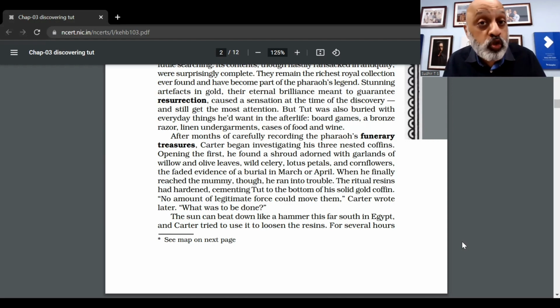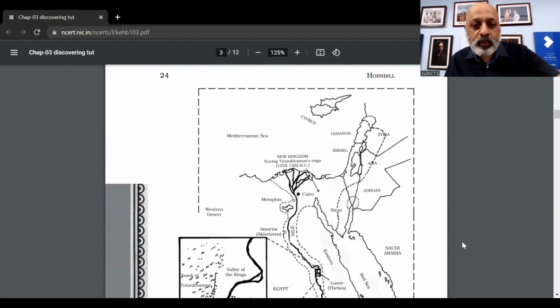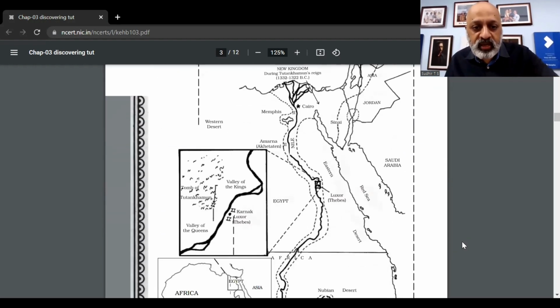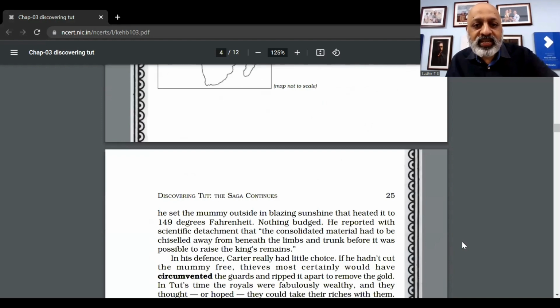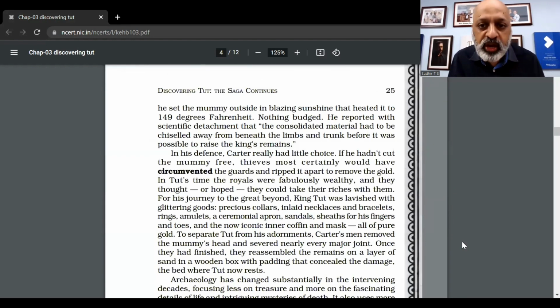Carter wrote later what was to be done. The sun can beat down like a hammer this far south in Egypt. It's very, very hot out there. And Carter tried to use this harsh sunlight in order to loosen the resins, by keeping them in the sunlight for several hours. और यहाँ पे आप मैप देख लीजिए, and you can see जहाँ पे ये Valley of Kings, जहाँ पे ये arrow है, Luxor, Thebes दिखा है, that is where the Valley of Kings is, and you can see dotted lines में you can see the Nile River passing by. Okay. He set the mummy outside in blazing sunshine that heated it to 149 degrees Fahrenheit.